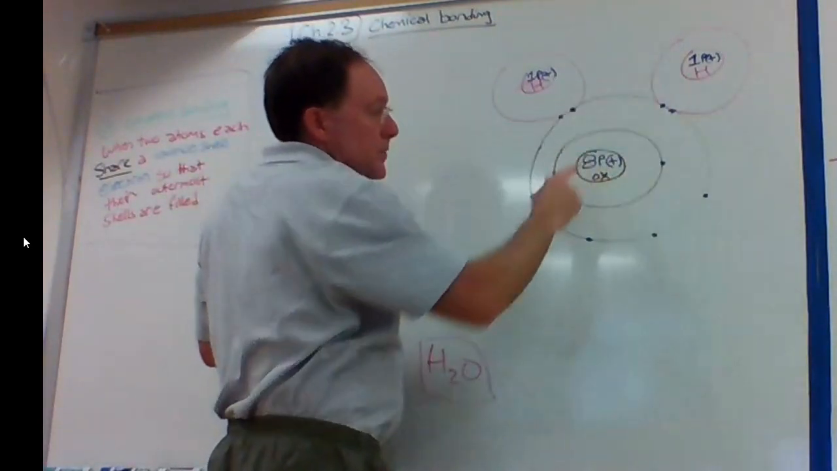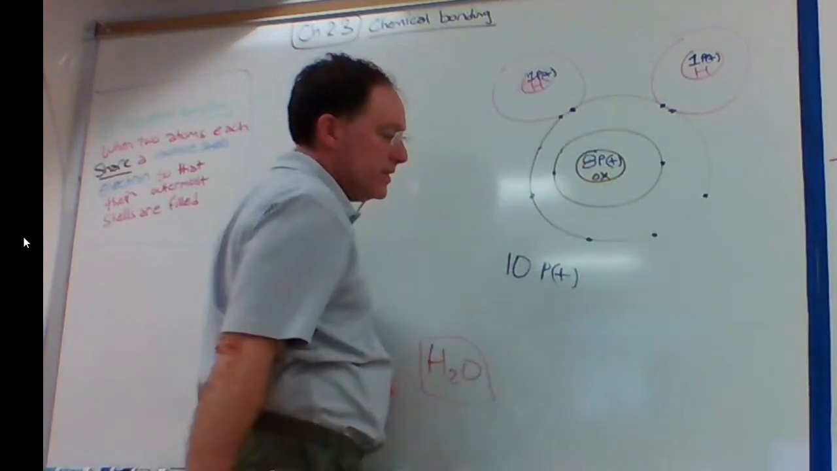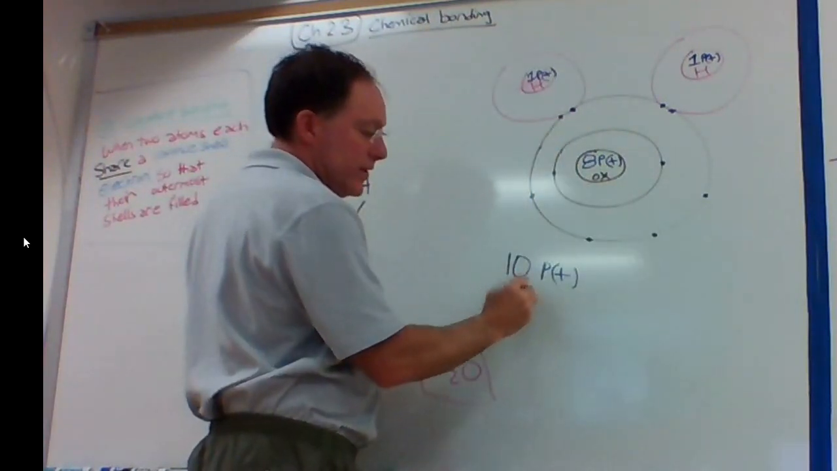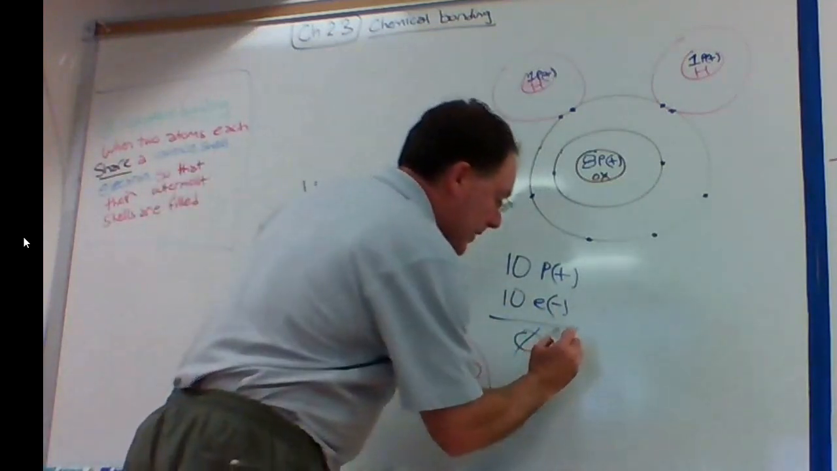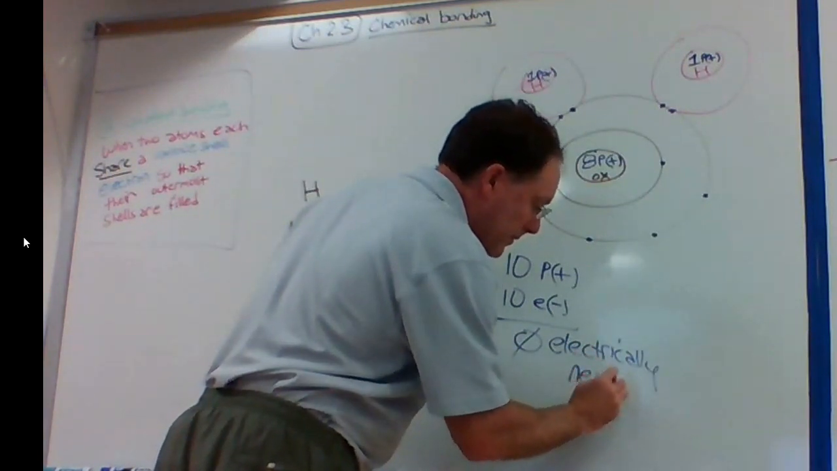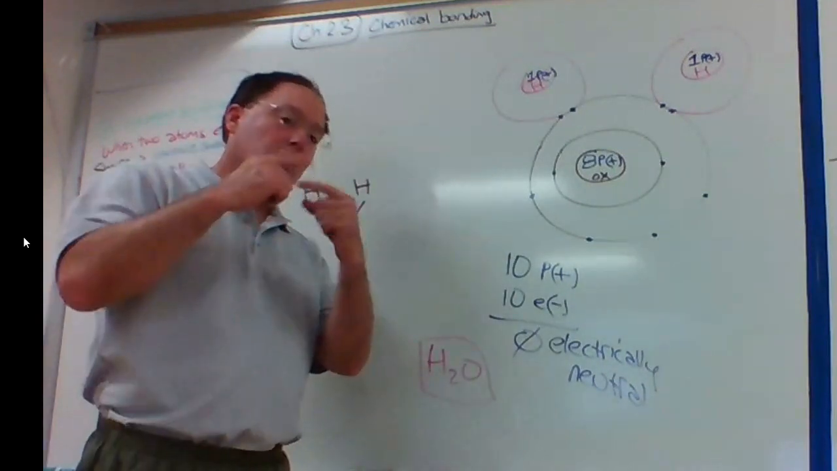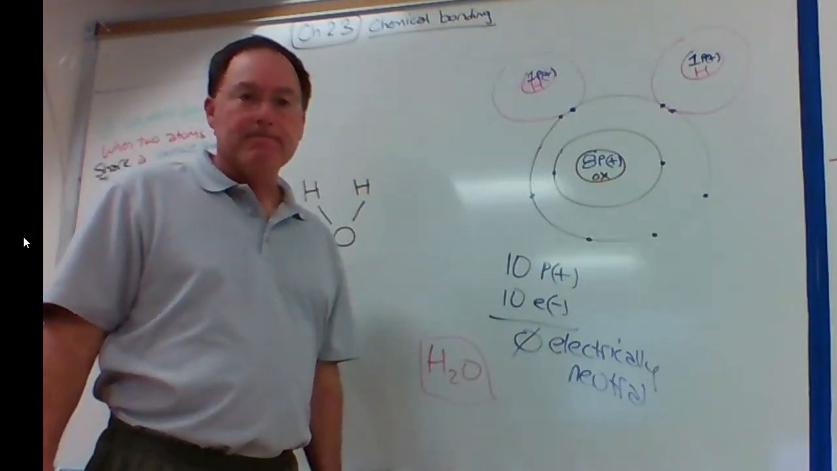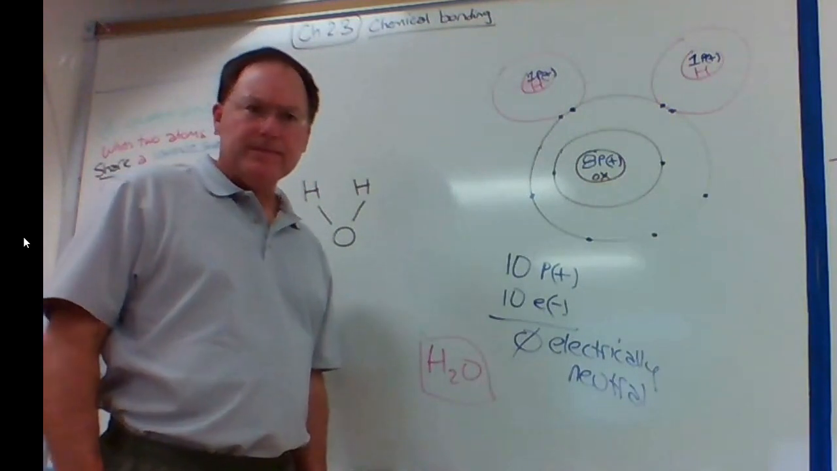Now, this is important. If you add up all these protons, 8 plus 1 plus 1, you see that there's 10 protons in water. And if you count up all the electrons, you'll find that there's 10 electrons. So I'll write it up here. Water is electrically neutral. It does not have a charge. It doesn't have a plus or a minus next to it. It has the same amount of positives as negatives. But there's a problem. Does anyone know what the problem is?